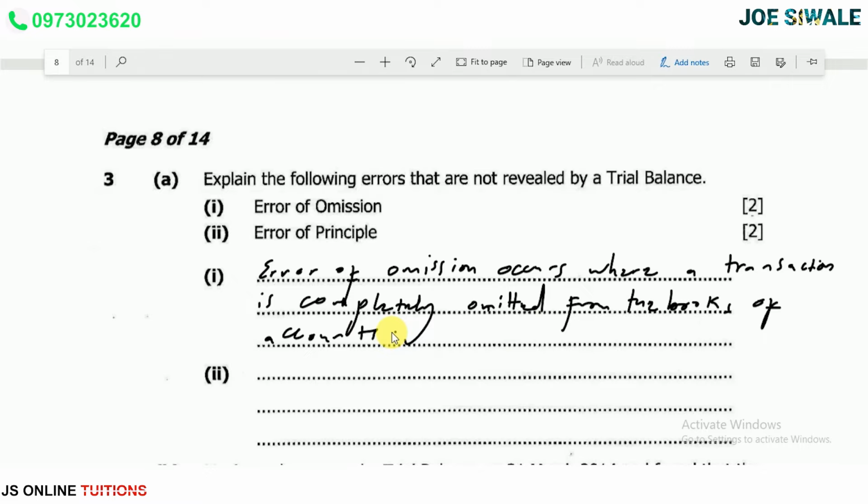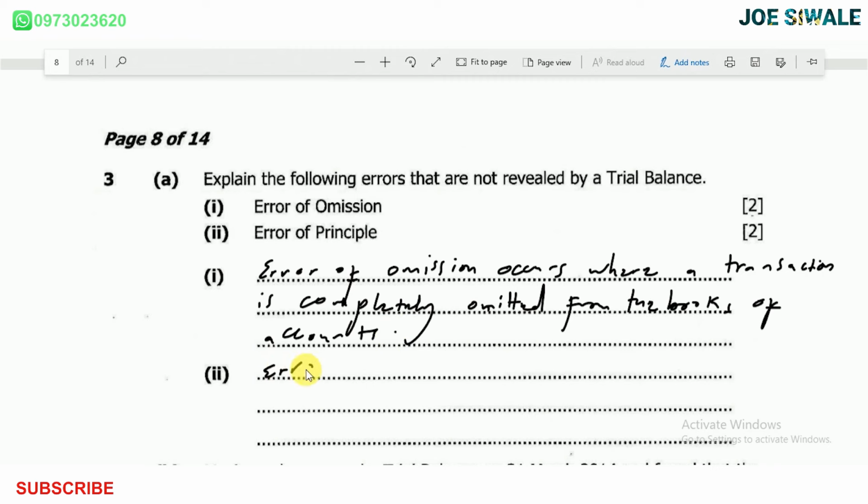So let us look at number 2, error of principle. Error of principle occurs where a transaction is entered in a wrong class of account. For example, a purchase of motor vehicle to the purchases account. So recording a purchase of motor vehicle to the purchases account, that can be referred to as error of principle. So let us write down the definition.